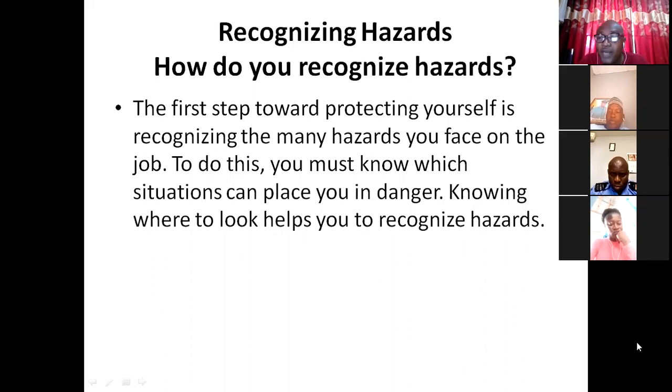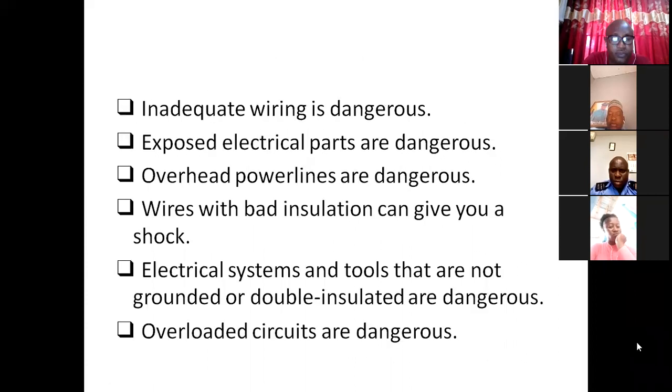That is the first important thing for you. Nobody leaves his house to go to work and says, I'm going to work today, I want to go and die. No. So the next thing for you to do is what? Recognize all the hazards that you are prone to. So how do you recognize a hazard in an electrical job? Identify wiring that is dangerous.